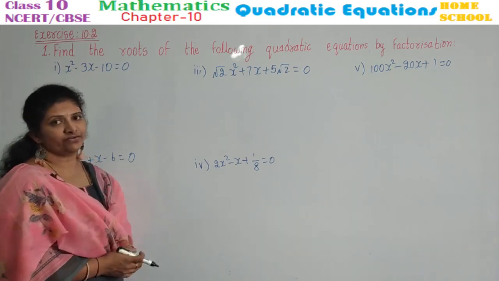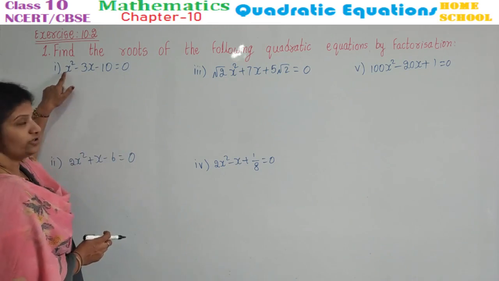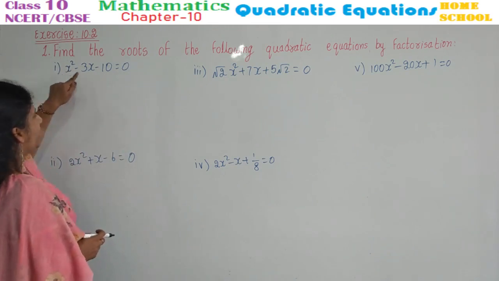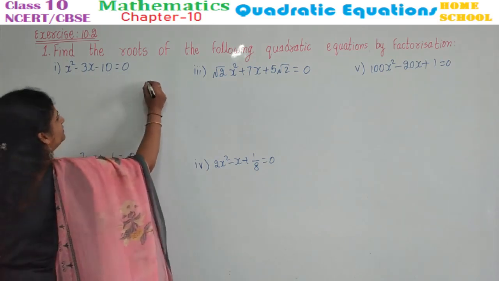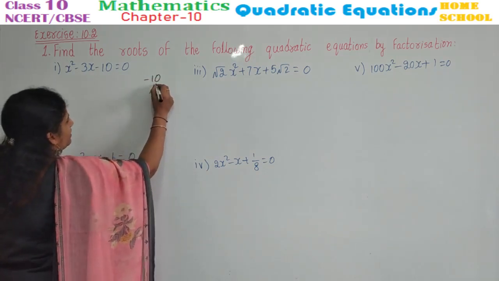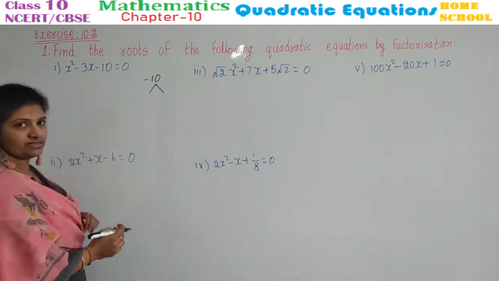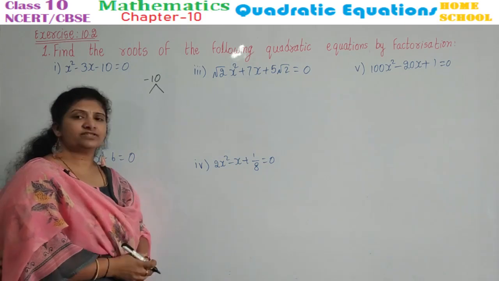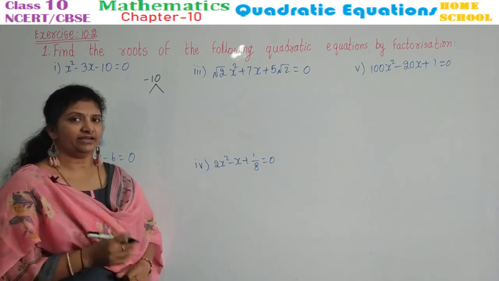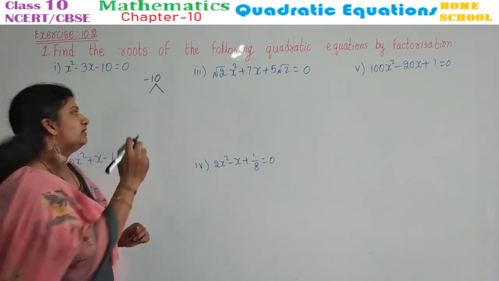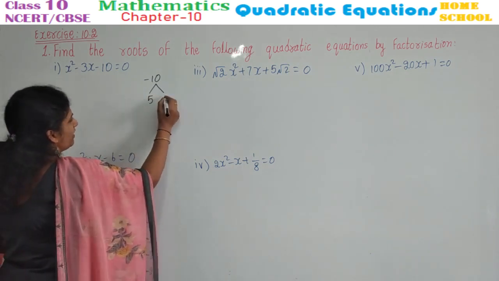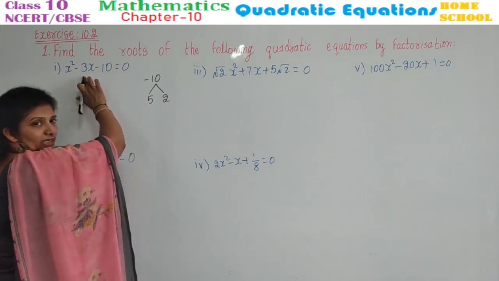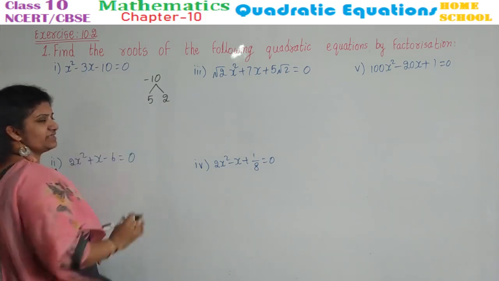What are the rules for the factorization? Multiply the numerical coefficient of x square and constant. That is 1 and minus 10 multiply. That will be minus 10. Minus 10, you take the factors in such a way you should get minus 3. What are the factors for 10? 5 2s are 10, 10 1s are 10, like this. Let me take here 5 2s are 10. Add or subtract, you should get middle term. Middle term is minus 3.